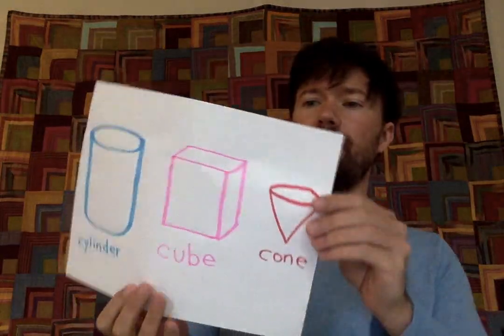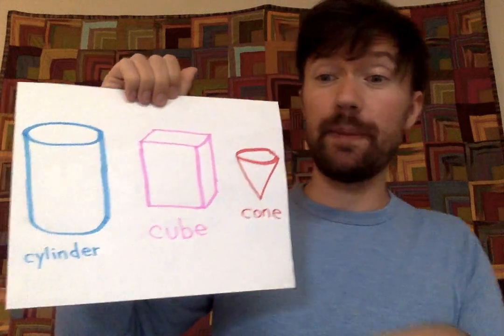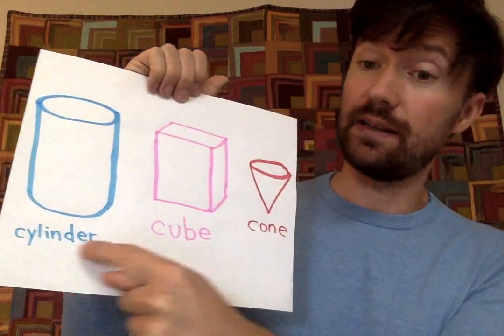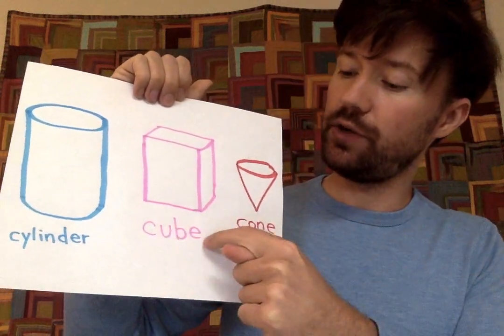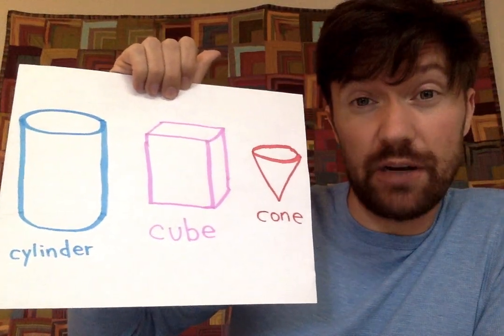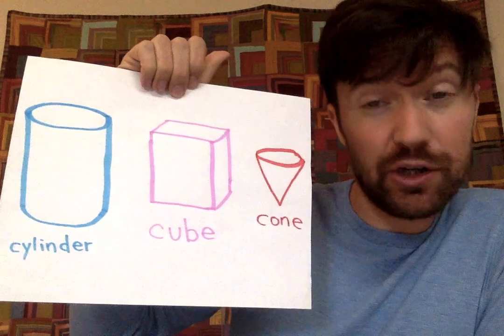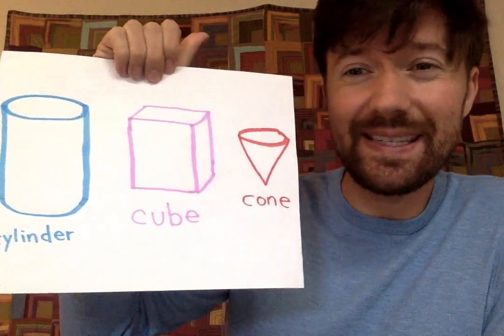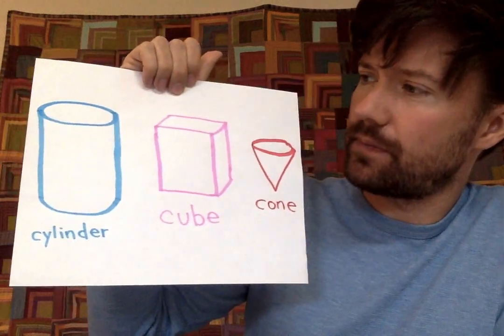Here's the next one. Let's talk about the three shapes first. This picture has a cylinder, a cube, and a cone. If you'd like, you can pause this video and talk with someone near you about the attributes that these three shapes have and what's the same about all of them.